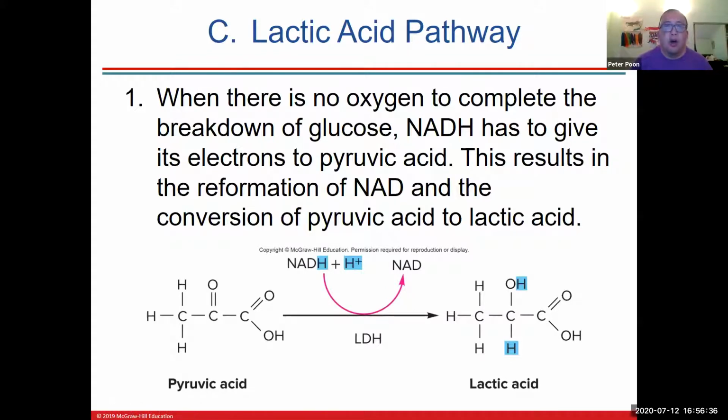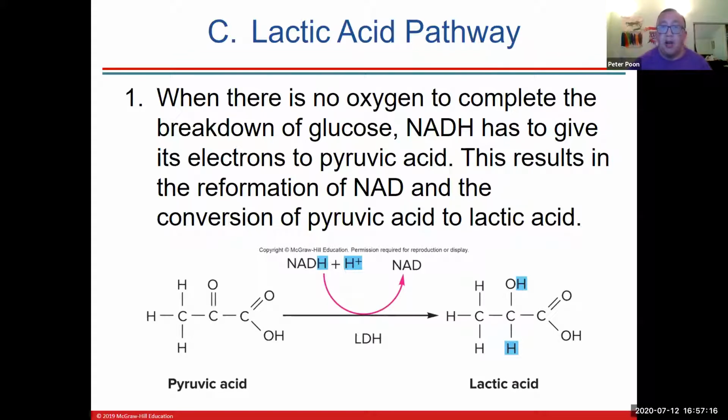So when there is no oxygen to complete the breakdown of glucose, we have NADH left. Now, because I have no oxygen, I have nothing to shove the NADH onto. So I take the NADH and basically I shove it back onto the pyruvic acid and I make lactic acid. This seems like an entirely wasteful thing to do, and it is. The reason is we usually have a different use for NADH.